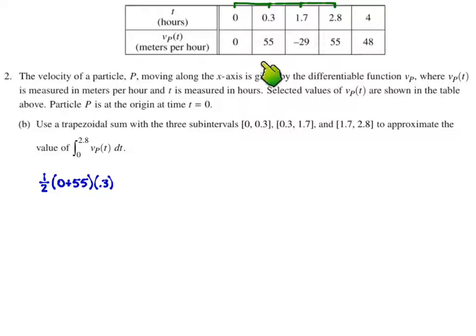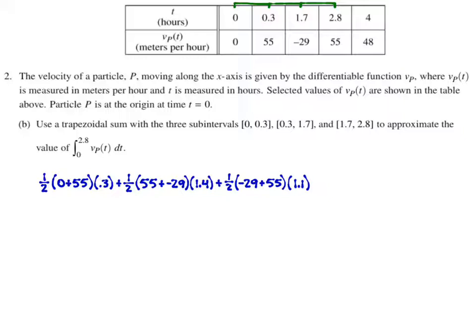The second trapezoid is going to be 1/2 of 55 plus negative 29, then times 1.4. The reason it's 1.4 is because the distance from 0.3 to 1.7, and then these two values are our two bases, base 1 and base 2. Our next interval is going to be from 1.7 to 2.8, so it's going to be plus 1/2 of negative 29 plus 55, and then times the difference between 1.7 and 2.8, which is 1.1.